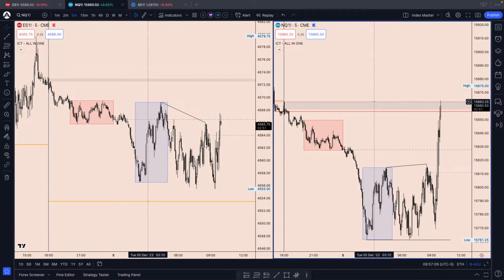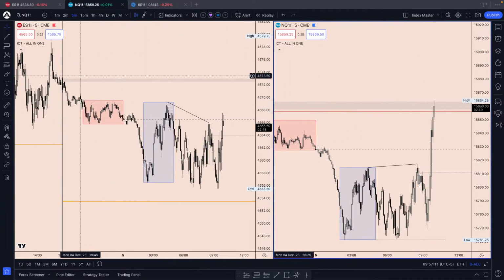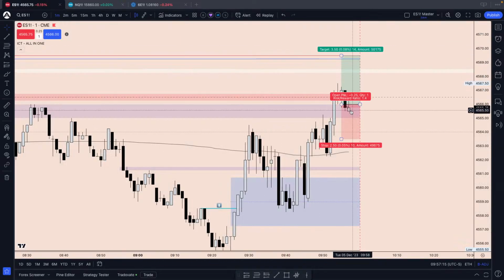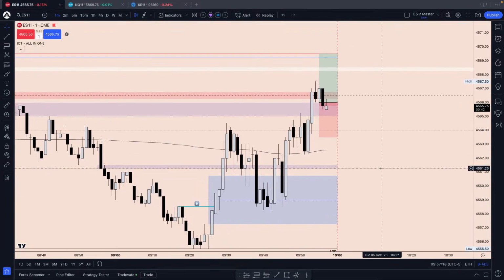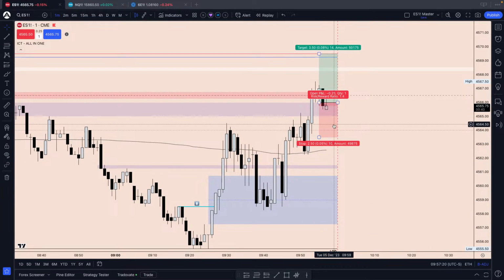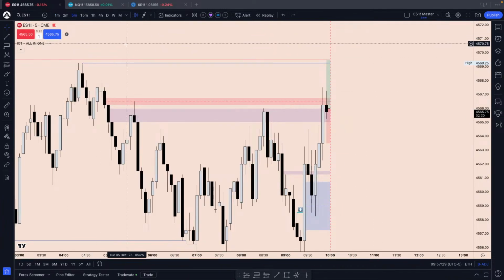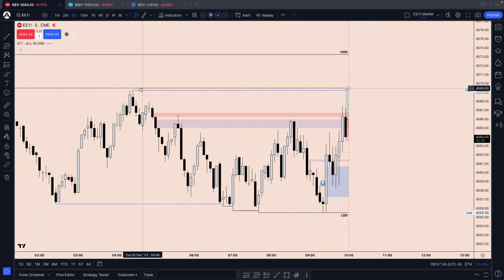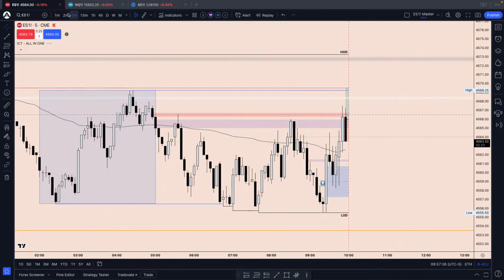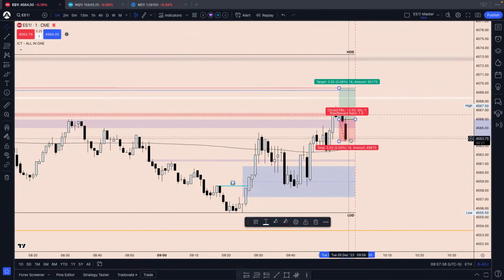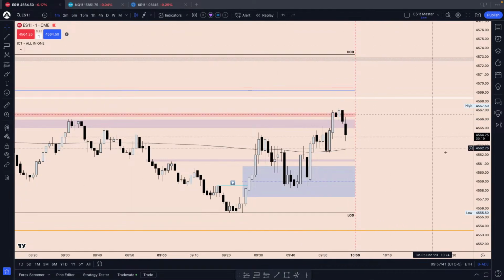So NQ cleared the high of the day. NQ has been on a run. The high of the day is coming in on ES at 4573. That's just 8 points away from where we're at right now. 9:57. Bearish volume imbalance. Short-term high cleared. Stop loss would have been hit. Not a good call.